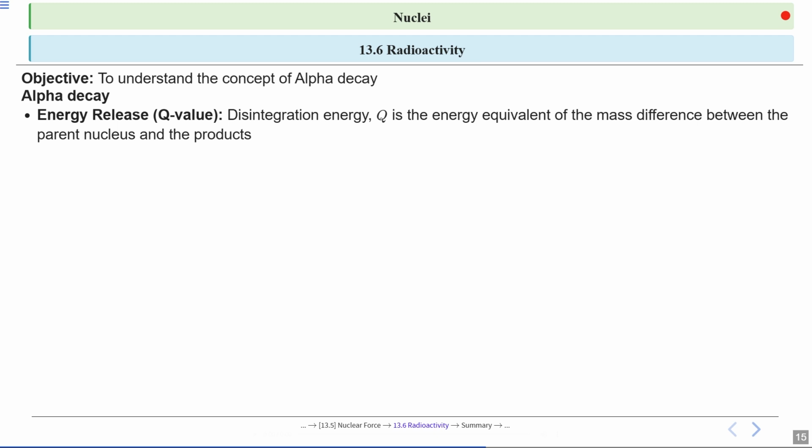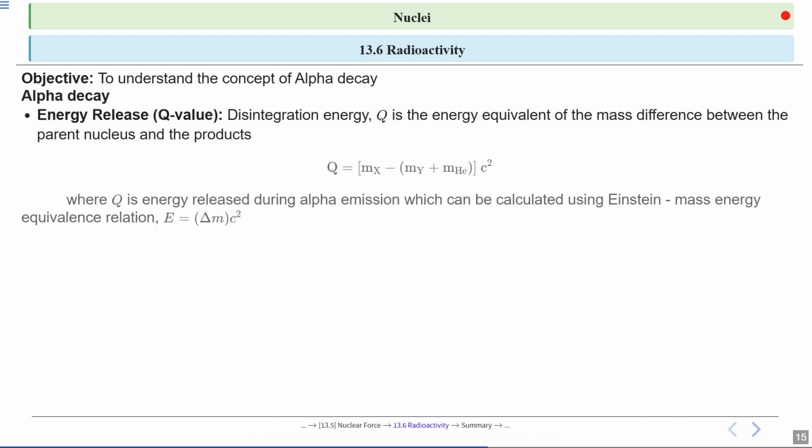Next, let's talk about the energy released during alpha decay, which is called the Q value. The Q value is the amount of energy produced when the parent nucleus breaks apart into the daughter nucleus and the alpha particle. It's calculated based on the difference in mass between the starting nucleus and the products, and then converting that mass difference into energy. Here is the formula for the Q value: Q equals (mX minus (mY plus mHe)) times c squared.